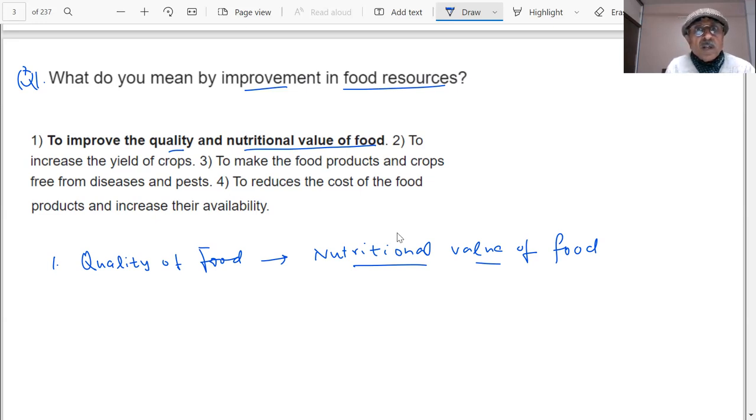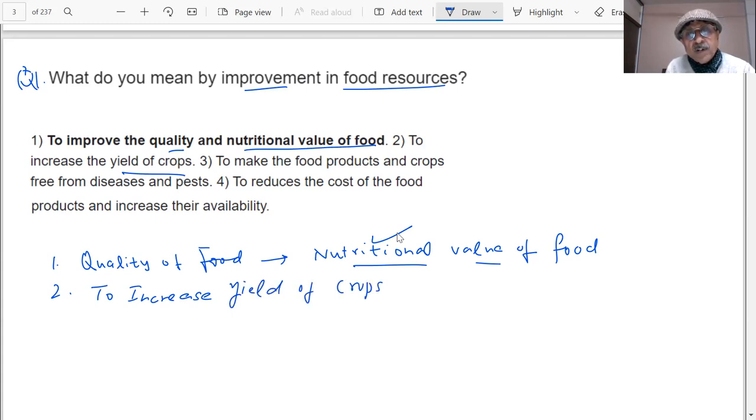Okay. Nutrition value of the food. Second, to increase the yield of the crops. This has become extremely important for a highly populated country like India. And every country requires it now, because more and more people are growing and we will need more yield of the crops. Third, to make food products and crops free from disease and pest.